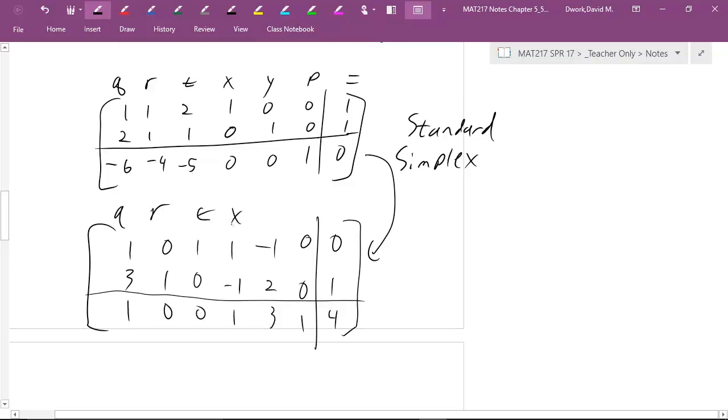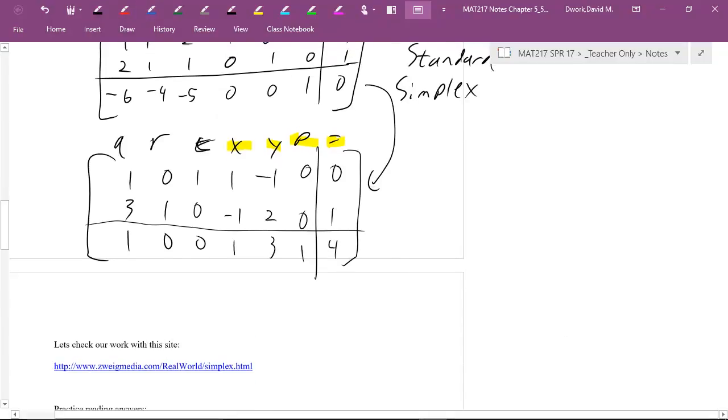Now, normally, our variables would be q, r, and t. But you have to remember, in the original problem, they weren't q, r, and t. Our original variables were x and y, and then p and the equal sign. So those are going to be the things we get our answers from.